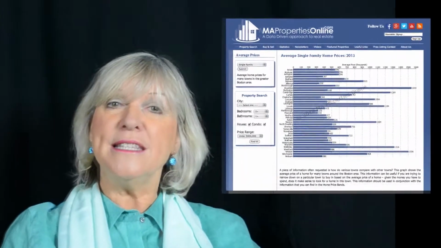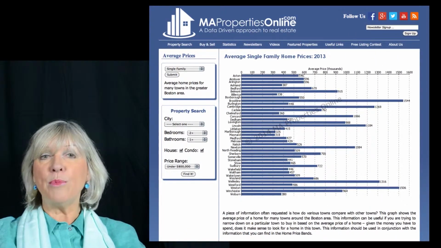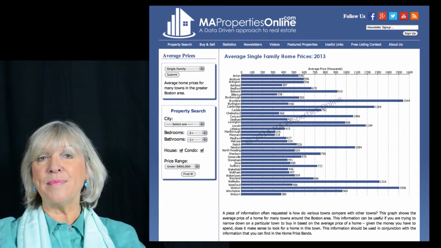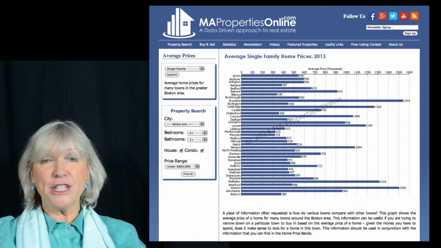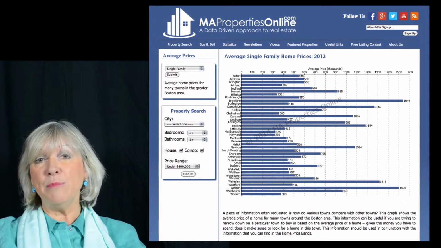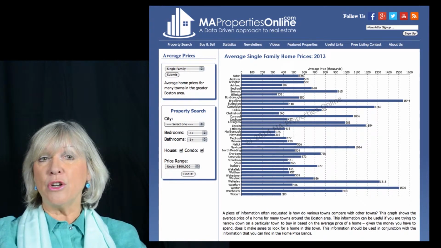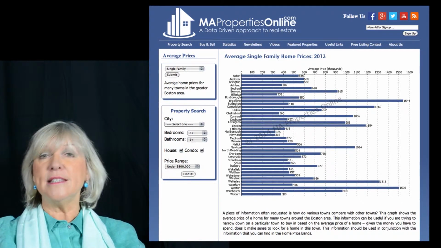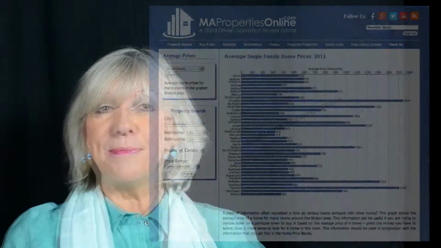If you're moving in from out of town and have no idea of comparative average prices of towns, then by reviewing the average home prices, you can see a graph that shows the average home price of many towns in the area. It may help your decision when you see that Weston's average single-family home price is $1.5 million, whereas Wayland's average, which is an adjacent town, is $642,000.